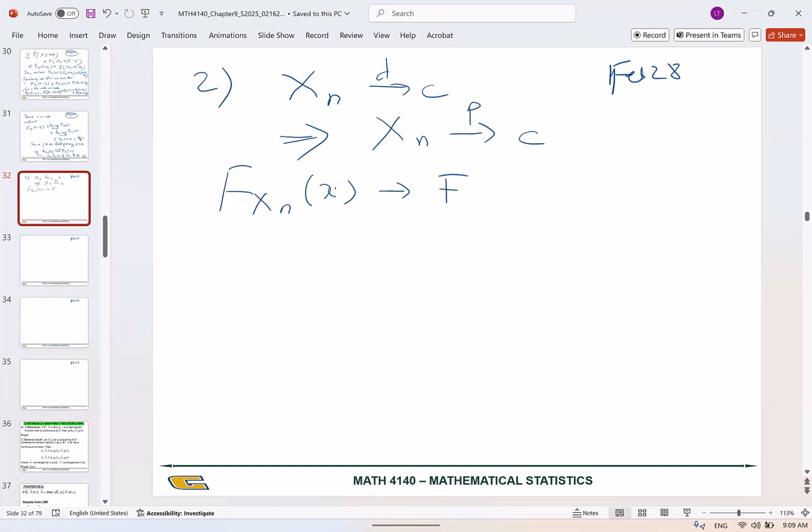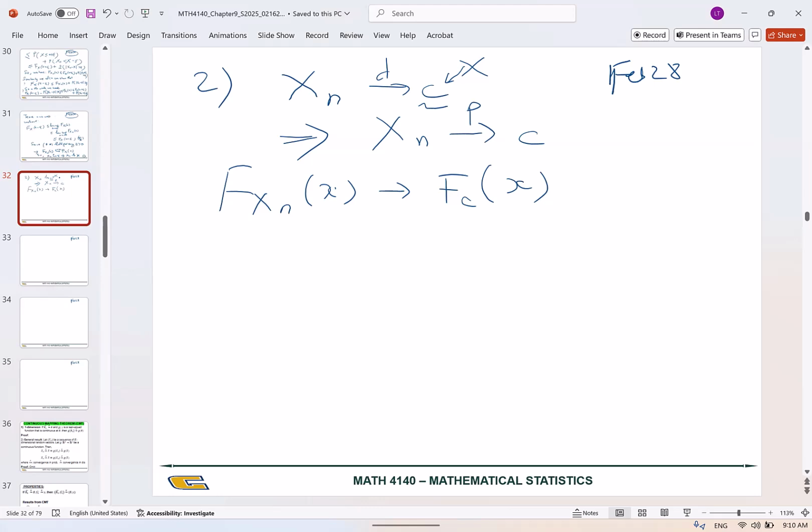In this case, x will be a c, just a constant. So now it's pretty much like a step function. The step function jumps at c. Before c it's 0, and from c it's 1. This is a step function, and we need to prove that.